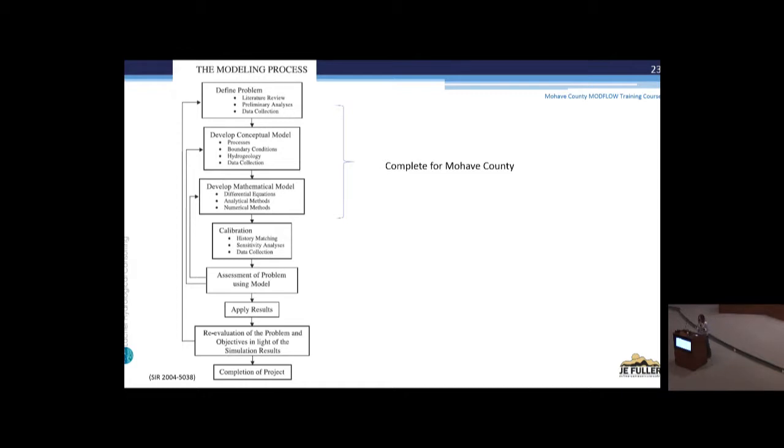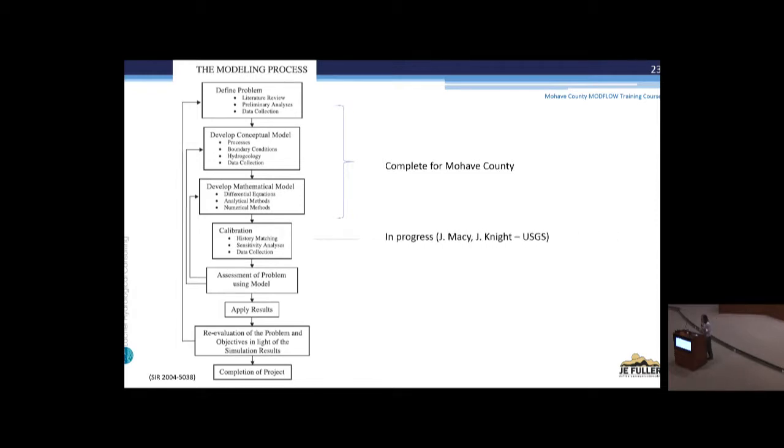And so finally, developing a mathematical model, well, that's already been done. MODFLOW exists, so they didn't have to develop that on their own. They do have to put the model together. They have to design the area-specific model for MODFLOW to work with. It's the framework in which MODFLOW works to solve the equations. So that part they had to do.